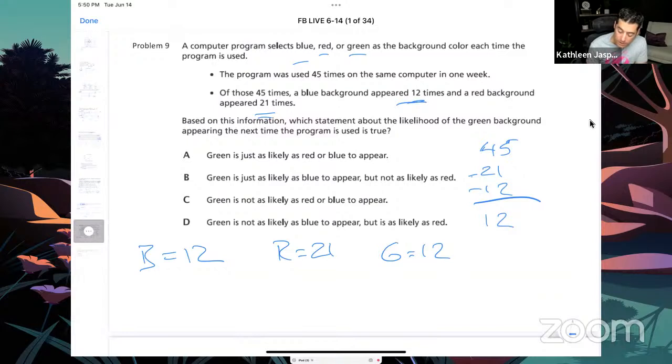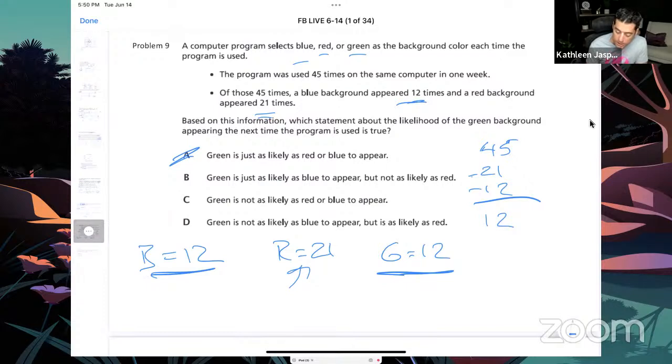So we go through the answer choices, and you should notice something here. Notice how these are the same numbers. That's interesting that they're the exact same numbers, because when we read the answer choices, it says green is just as likely as red or blue to appear. So is green just as likely as red or blue? It's just as likely as blue because there's the same amount of blue, but it's not as likely as red because this is a totally different number. So A is not the right answer.